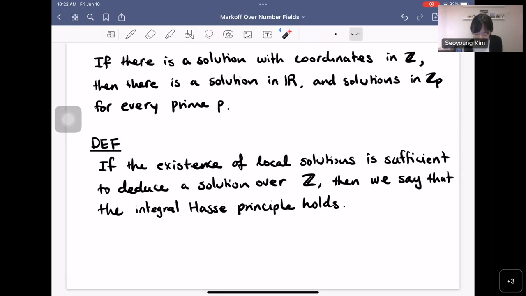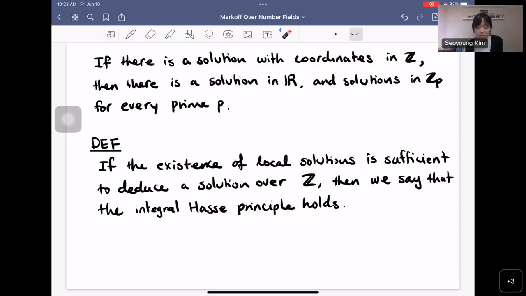And the integral Hasse principle can be stated as follows. So what about the converse of this statement? For instance, if there is a solution in R and at the same time a solution in Z_p of a fixed equation, can you say that there is a solution in Z? And that's what the integral Hasse principle is about. It's asking if the existence of local solutions is sufficient to deduce a solution over Z, and if it is sufficient, then we say that the integral Hasse principle holds, and otherwise we say that the integral Hasse principle fails.